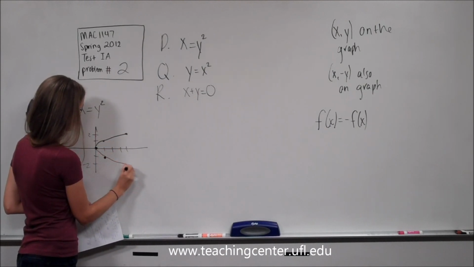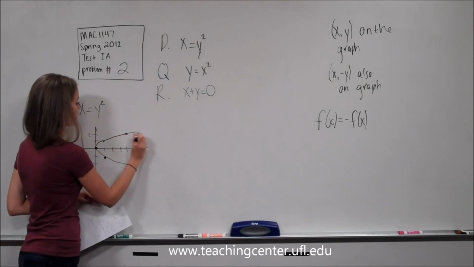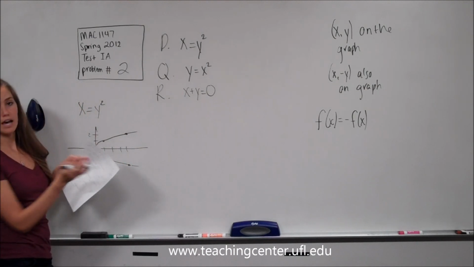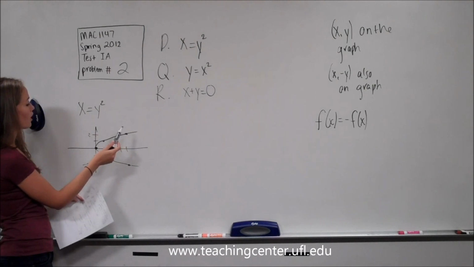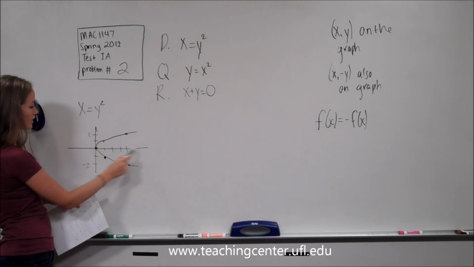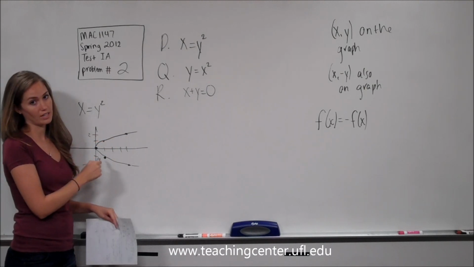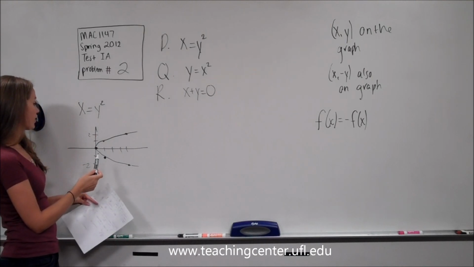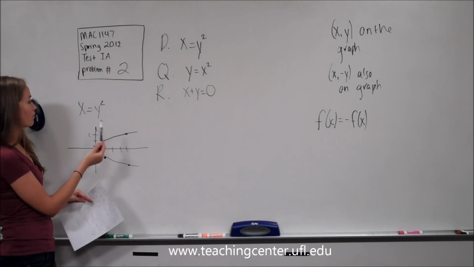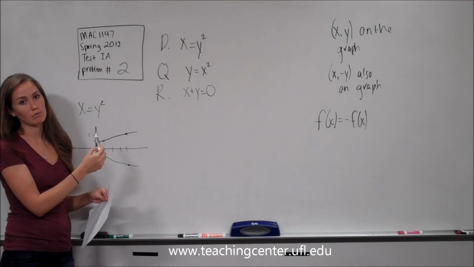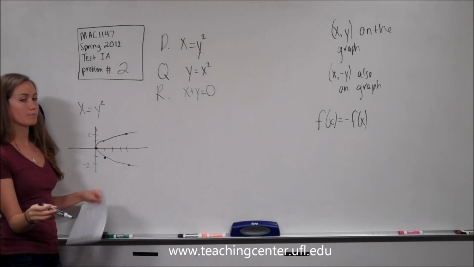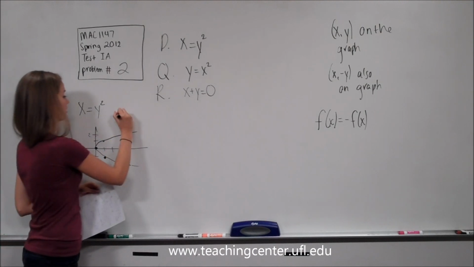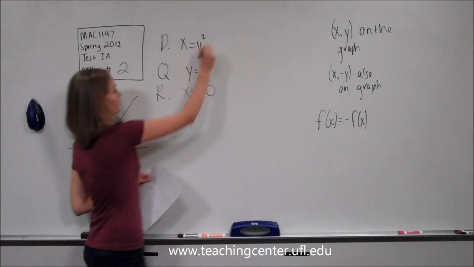So we get this type of graph that just keeps going. It's kind of like a sideways parabola. We can see that the graph looks the same above the x-axis as below the x-axis, and that for every x value we have a positive and a negative of the same y value. So x equals y squared is symmetric with respect to the x-axis. So this one works. P is good.